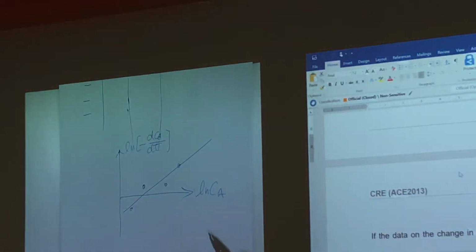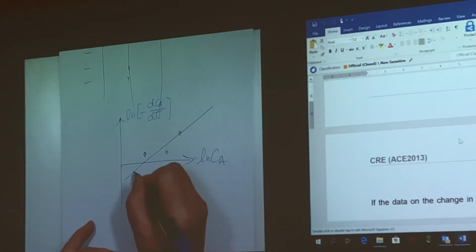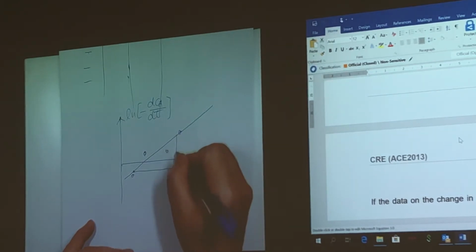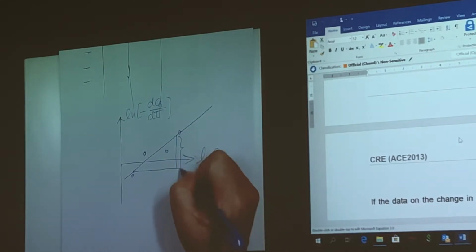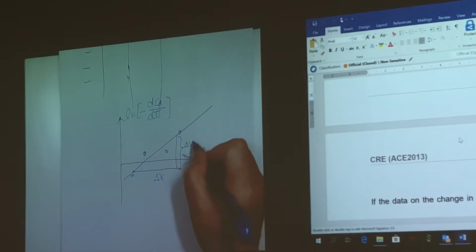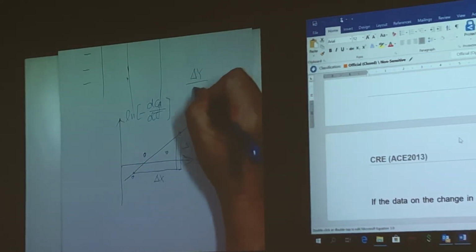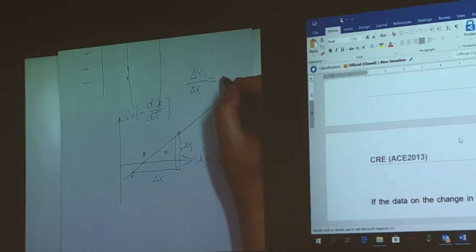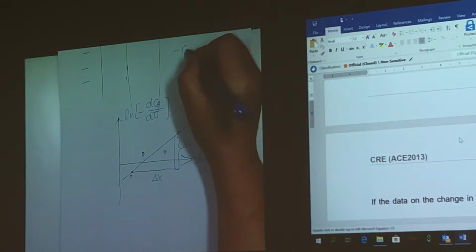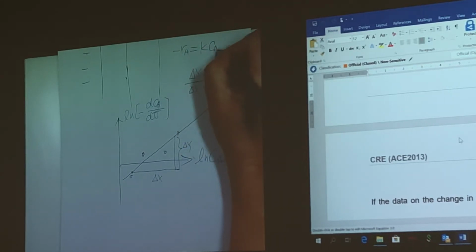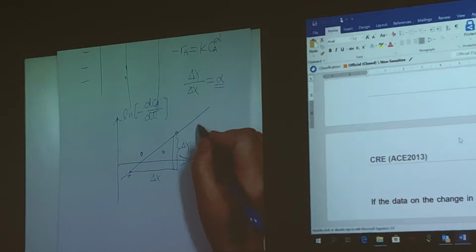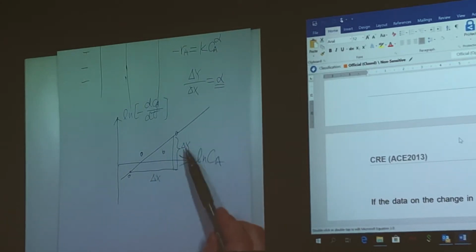Okay, you use the 4 points. This time you finish. So from this, you draw the triangle again from the straight line. Choose any 2 points to find the gradient. Delta y over delta x will be the order of reaction. So your reaction could be like this. So alpha is determined from the gradient here. If you plot, you calculate delta y, delta x will give you the order.